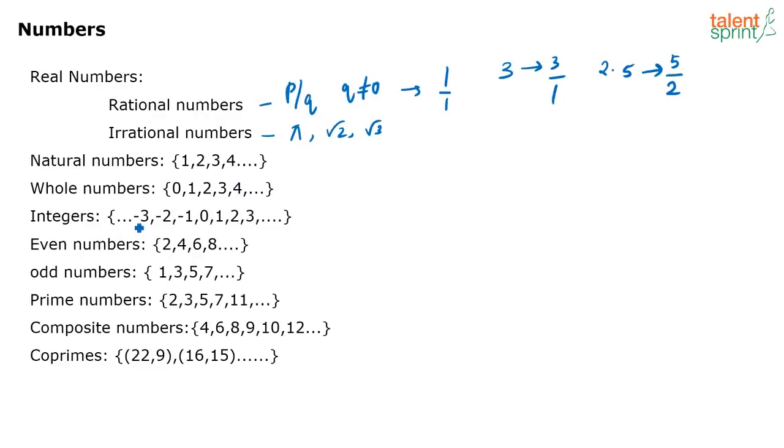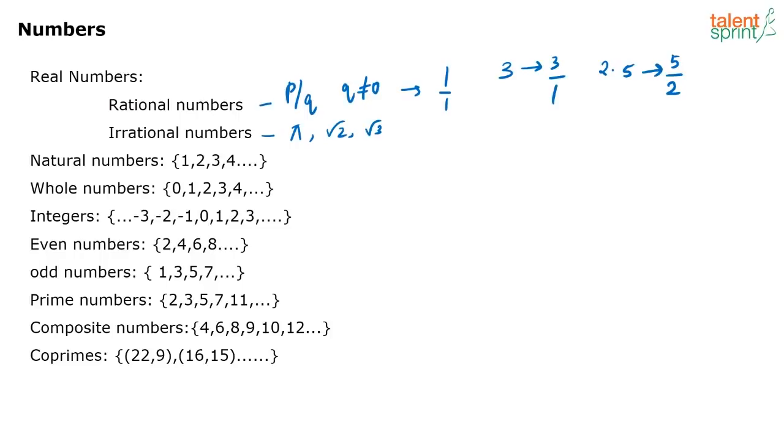Similarly, what are integers? The numbers starting from minus infinity, that is all the negative numbers, minus 3, minus 2, minus 1 and 0, and the positive integers 1, 2, 3, 4, etc. All these form the set of integers. Even numbers are all the numbers divisible by 2. Then we have odd numbers: 1, 3, 5, 7, etc. These are definitions that you know. I have just written them down so that we are able to brush up the basics once again.